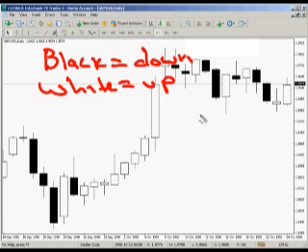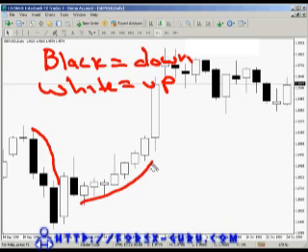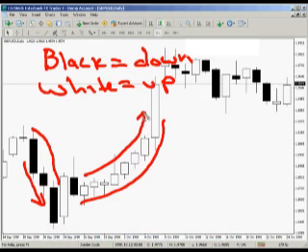White is up. So at a glance, I can see which bars are down, and here you can see three of those, and which bars are up. Here's a whole bunch of up bars right there. So what does this mean? Well, doesn't this just mean price is moving down? Absolutely it does. Doesn't this just mean price is moving up?